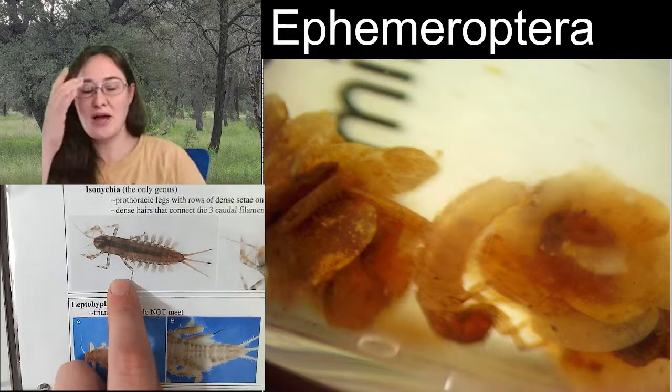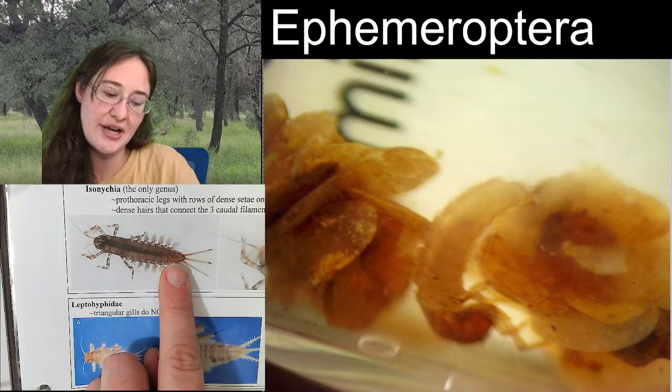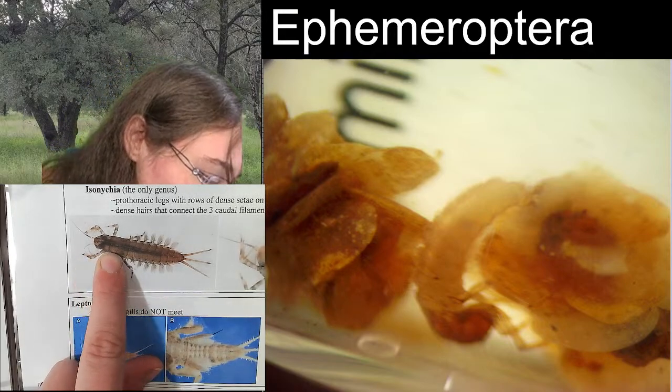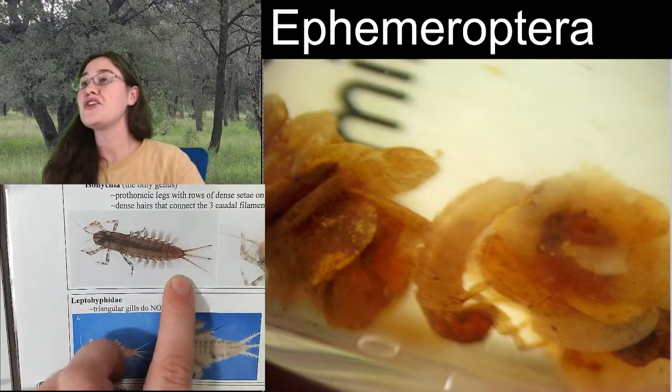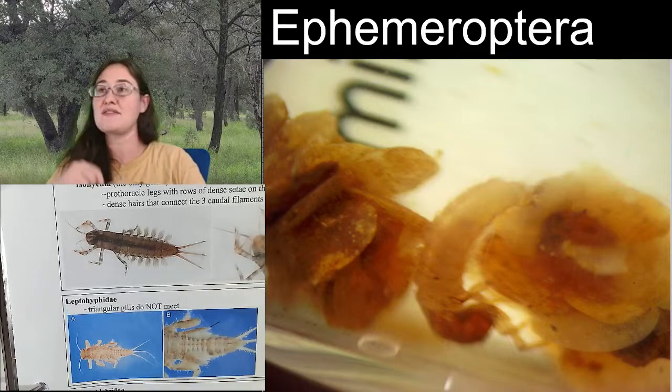And this one is a collector and gatherer, I believe. It could also maybe filter with those hairs, but not a predator. Anyway, you can see it has these 3 tails. So Ephemeroptera are the mayflies, and they have 3 tails.